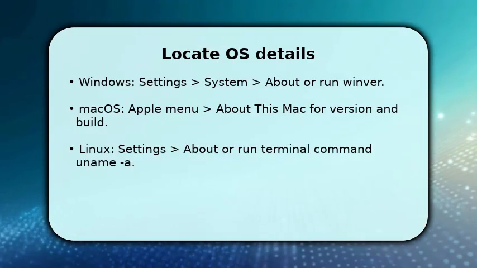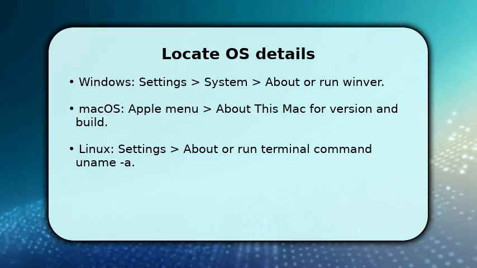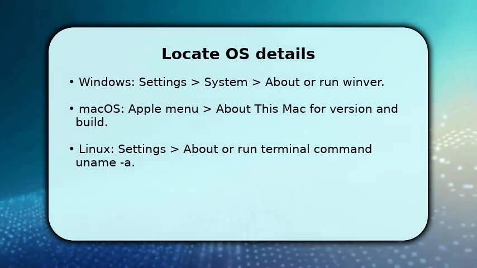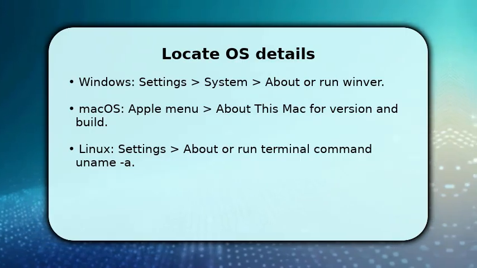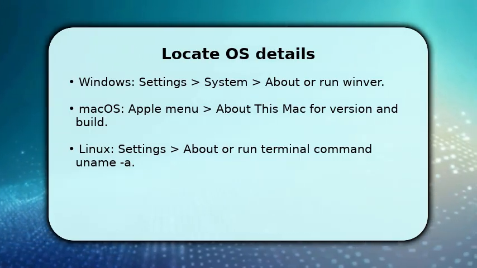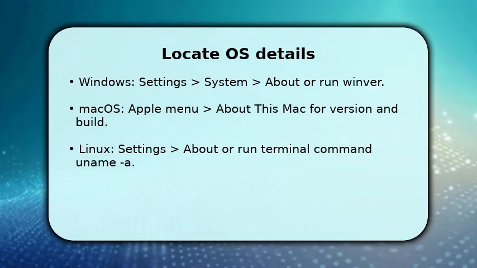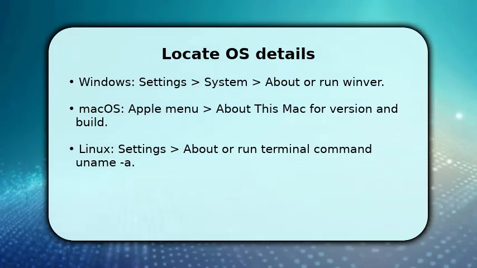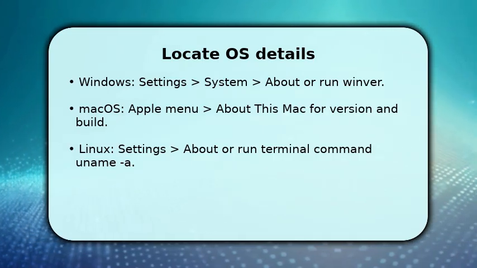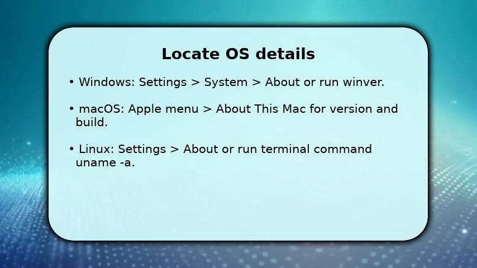Now find the exact OS information. On Windows, open Settings, right arrow, System, right arrow, About, or type winver in the Run box to see Edition and Build. On macOS, click the Apple menu and choose About This Mac to read the version and model info. For Linux, check Settings, right arrow, About, or open Terminal and run uname for kernel details. lsb_release gives distro and release.